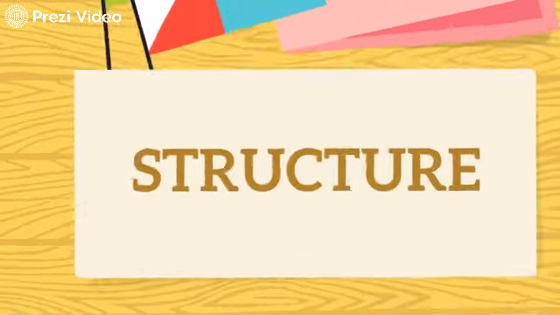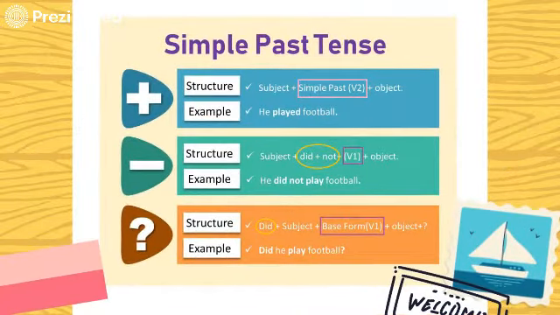Now let's start with the structure. Like you remember, all the time when we are talking about verb tenses, we have three different types of structure: the affirmative, the negative, and the interrogative. For the structure of the simple past, the affirmative is the subject, the verb in past, and finally the complement. The verb in past can be regular or irregular, as I'm going to explain later. In the example, he played football. As you can see, the verb is in past. Played with ed indicates past.